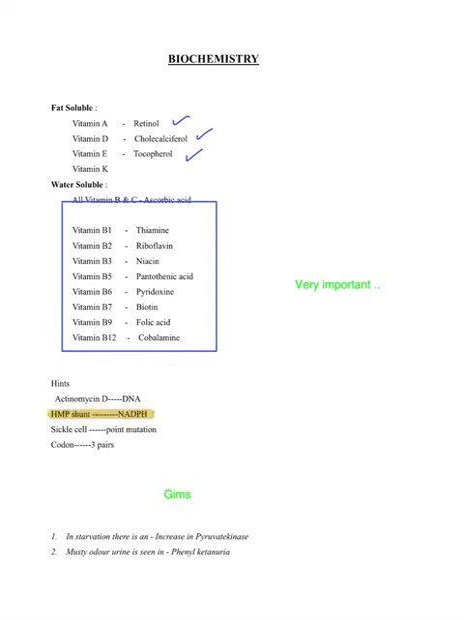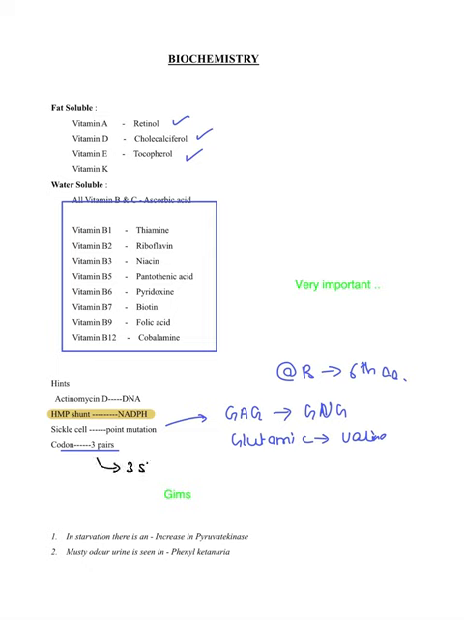HMP shunt produces NADPH. In sickle cell, you have a point mutation. What is the point mutation? Instead of GAG you have GUG, that is glutamic acid replaced by valine, okay, at the 6th amino acid of the beta chain. I think this is easy. Codon is 3 base pairs, okay. And you have 3 stop codons, if you can recall for me.